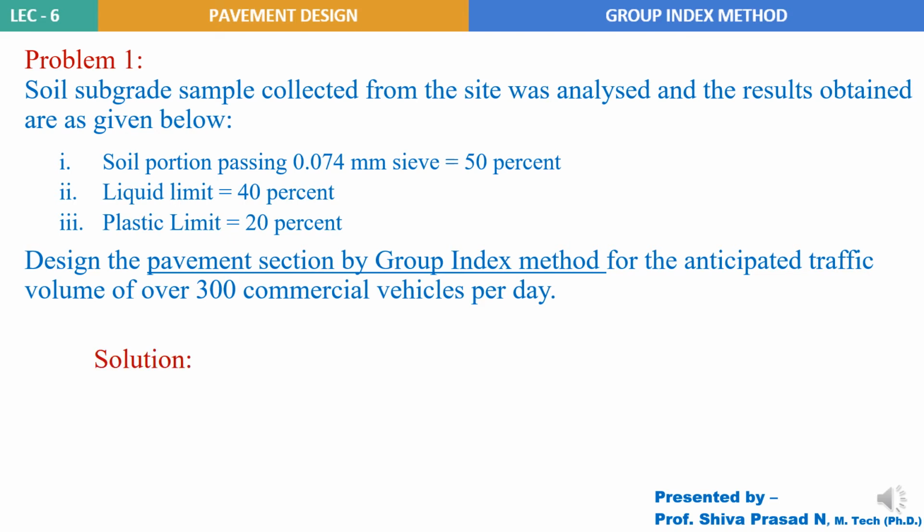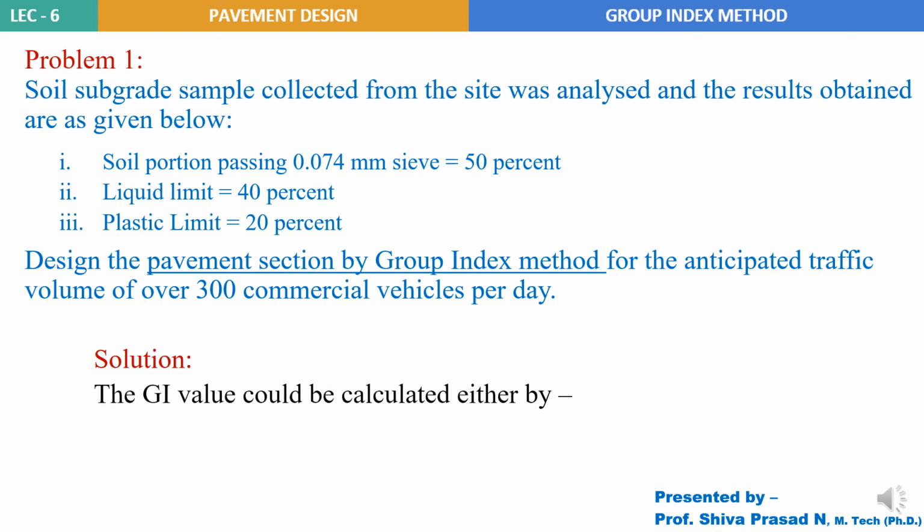So this is the given problem. They have given you the soil data and the traffic data, in terms of commercial vehicles per day. We are required to use the group index method design procedure for solving this problem.